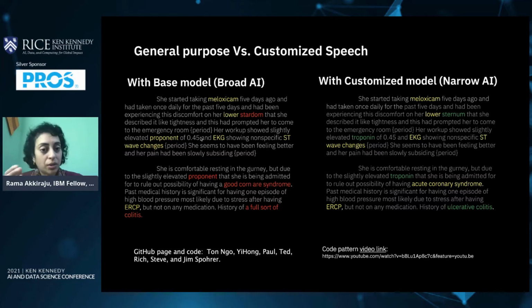it made some mistakes. You'll see instead of lower sternum, it said lower stardom. Instead of troponin, the protein, it translated it to proponent, and acute coronary syndrome got transcribed as good con or syndrome. So that's made a mistake, and a few things like that. Now that's what happens when you take it from one language domain to another. In this particular case, from the general purpose language domain to the medical language domain.